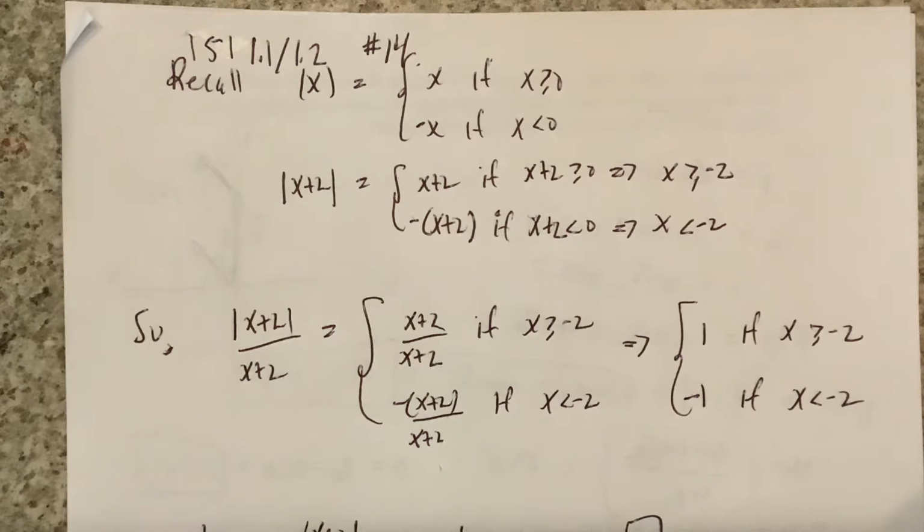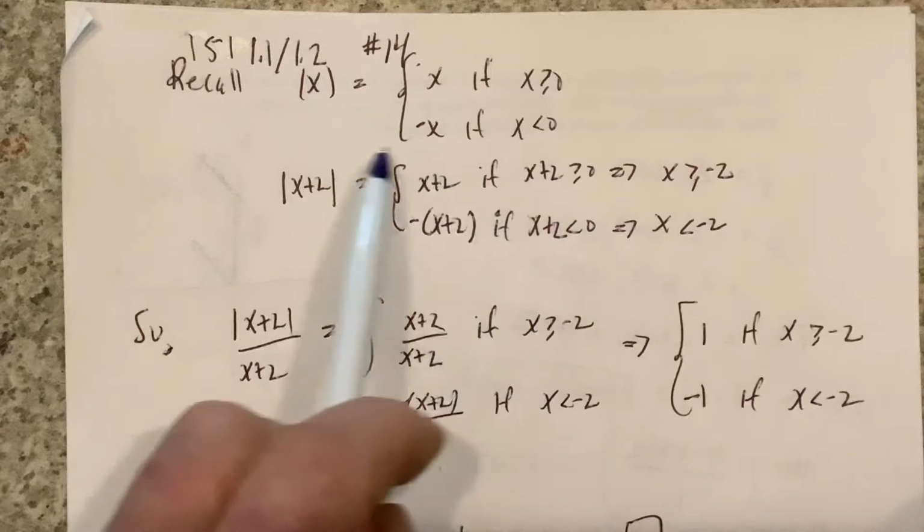Okay, let's look at this problem. What is it? 1.1, 1.2 homework, number 14. I'm so glad you put this on the forum because I wanted to talk more about absolute values. There's a way to look at them, and we're talking about the algebraic method to find the limit. It goes back to the definition.